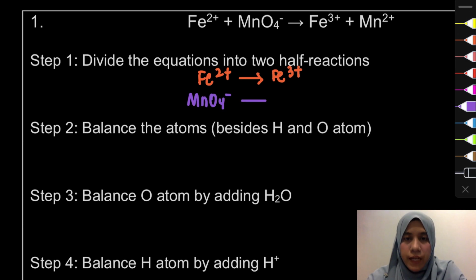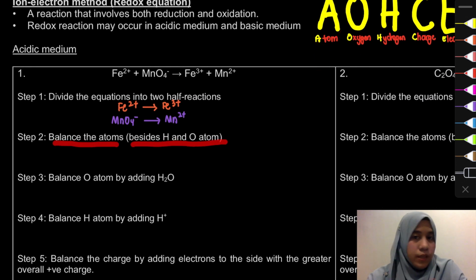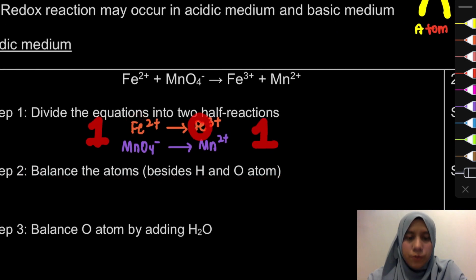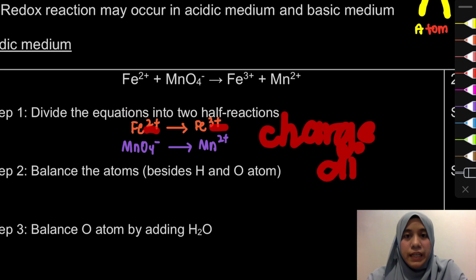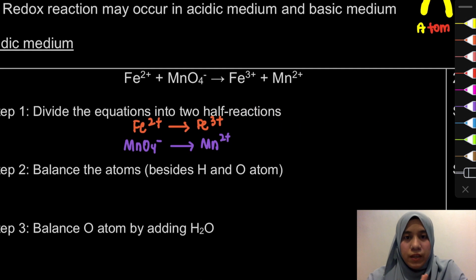akan jadi Mn2+. Okay, so that's the first step. Okay, sekarang ni barulah kita boleh buat yang outer kita. So, atom tu lah. Balance the atom. Kita tak nak yang ada oksigen dan hidrogen. So, ferrum here kita tengok, dia ada satu sahaja. Okay. Tapi charge dia memang berbeza. But actually, the number of ferrum tu kita hanya ada satu sahaja. So, it is already balanced.